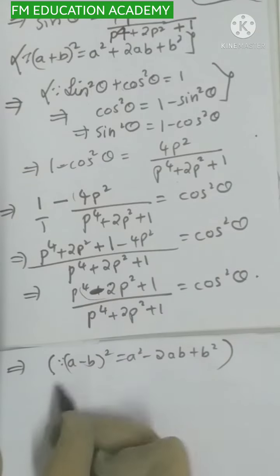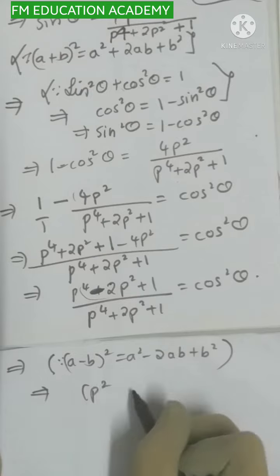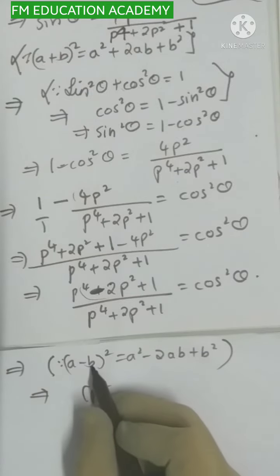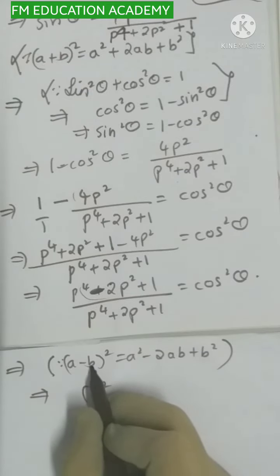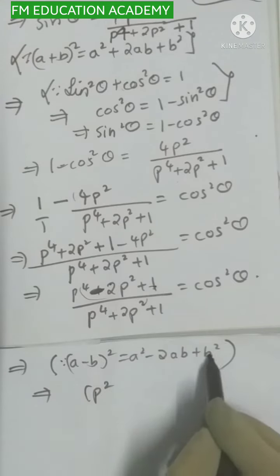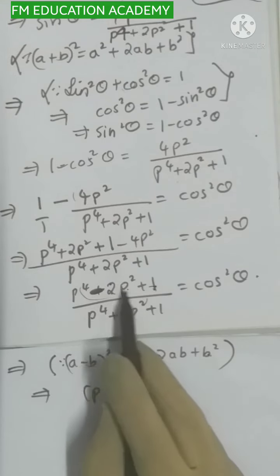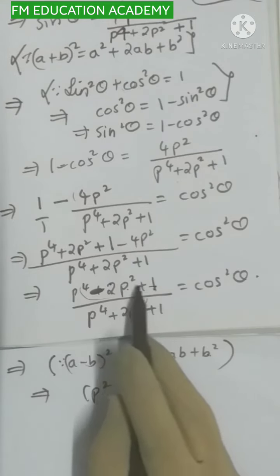P square. So we can write this numerator as p square minus b square, we have here a minus b whole square. What is b here if you compare? b is 1 here, plus 1 square can be written as 1. So compare this: 2 into a is p square, b is 1. 2 ones are 2, that is why we got p power 4 minus 2p square plus 1.